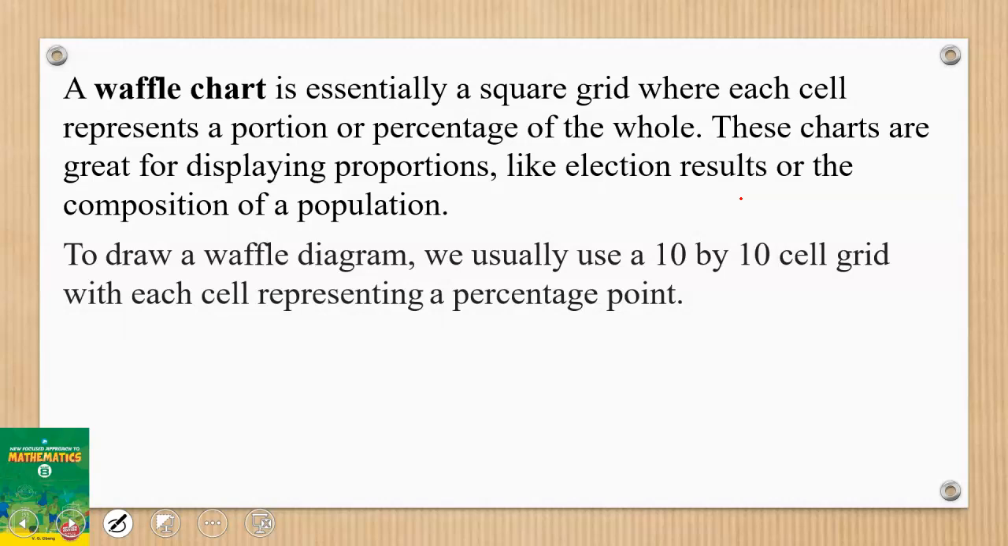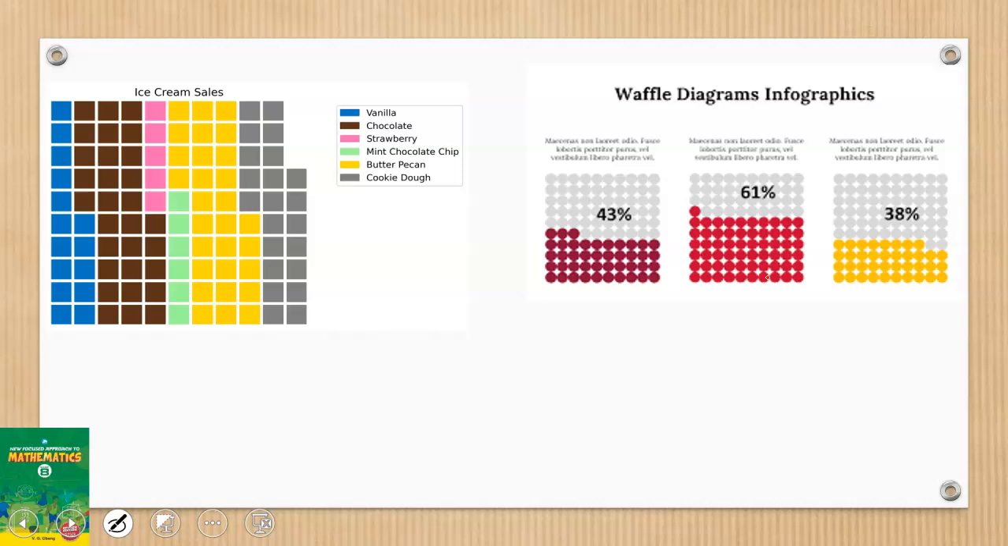Talk of Waffle diagram, we are looking at our Waffle chart. It's essentially a square grid where each cell represents a portion or percentage of the whole. These charts are great for displaying proportions like election results, composition of a population, and so on. To draw a Waffle diagram, we usually use a 10 by 10 cell grid, with each cell representing a percentage point. An example can be like this. You can see that each of the colors represents a particular proportion, or you can also use percentages where you have 43% shaded, 61% shaded, 38% shaded.